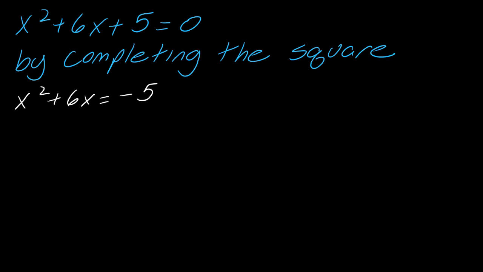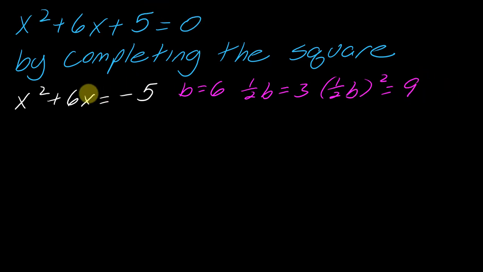To complete the square, what I do is I first set what my b is equal to. My b is always connected to my x term, so in this case my b is 6. Then I take half of that, which would be 3, and then I square that, so half b squared, that would be 3 squared, so this would equal 9. Then I add this 9 to each side of this equation. So this becomes x squared plus 6x plus 9, and then this will equal -5 plus 9.